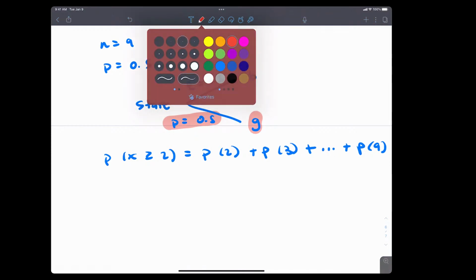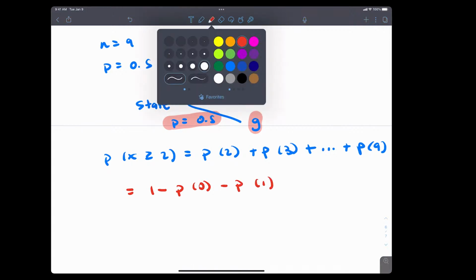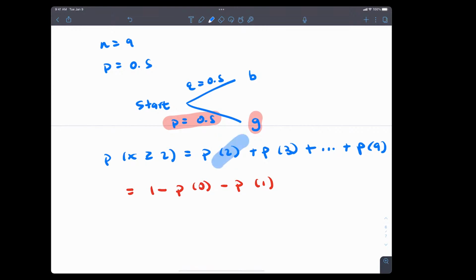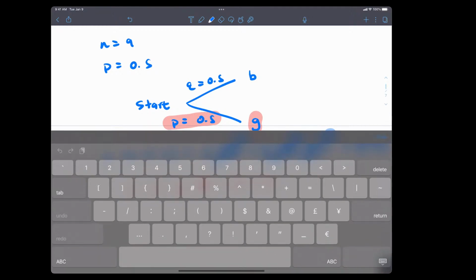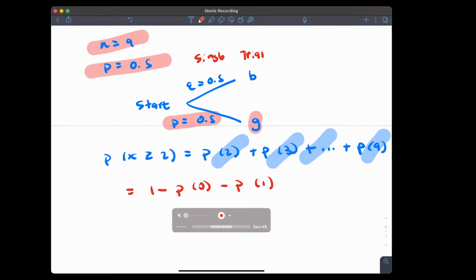Now, as you guys know, I like using the complement rule because it's always 1 minus the probability of the outcomes that are not in the definition. What's in the definition for at least 2 is 2 or 3 or 4 or 5 or 6 or 7 or 8 or 9. So the complement is 1 minus p of 0 minus p of 1. So we have all the information we need. N is 9, little p is 0.5. This is for a single trial. It's a binomial. So let's see what the TI calculator says.